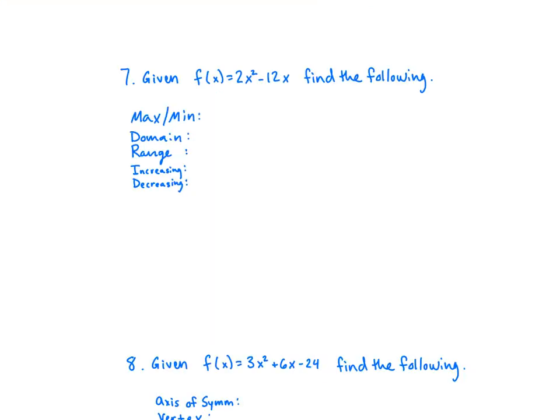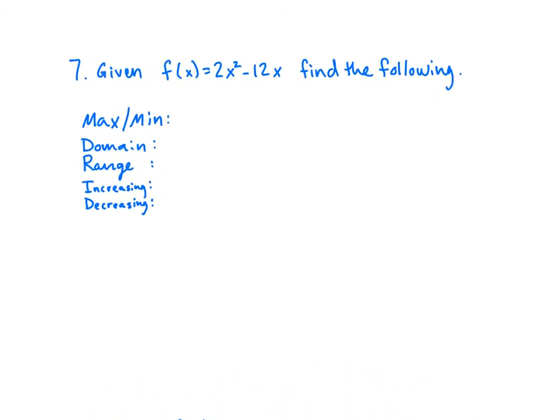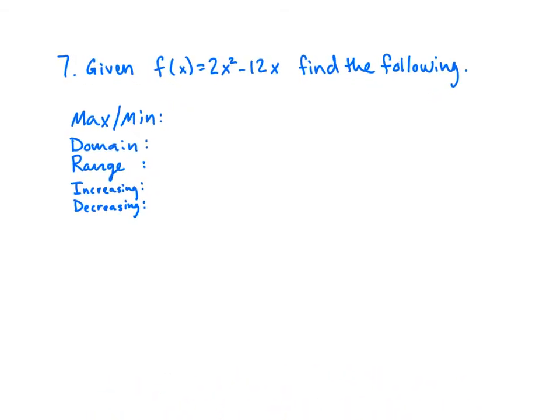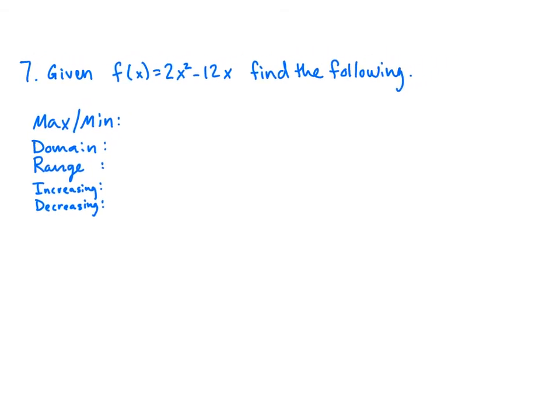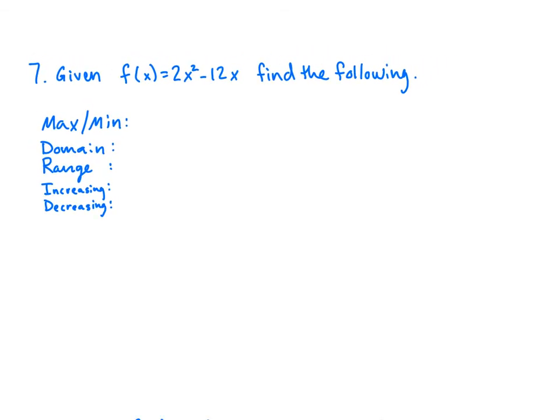All right, number 7. We're given the function 2x squared minus 12x, and we need to find the max or min, domain, range, increasing and decreasing. So here it doesn't tell us that we need to graph it, but it will help us if we do graph it.